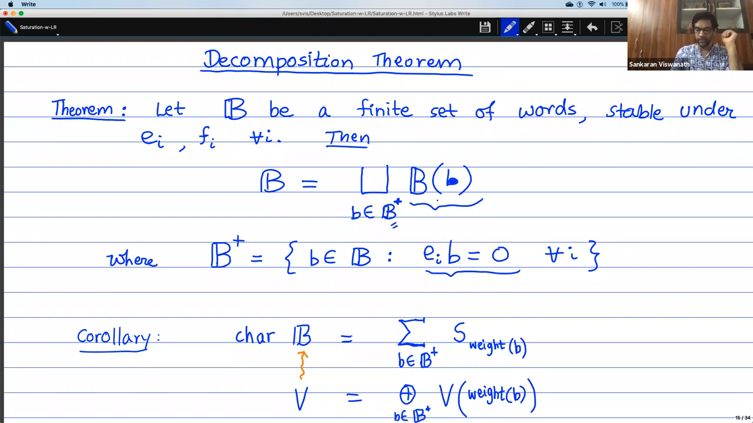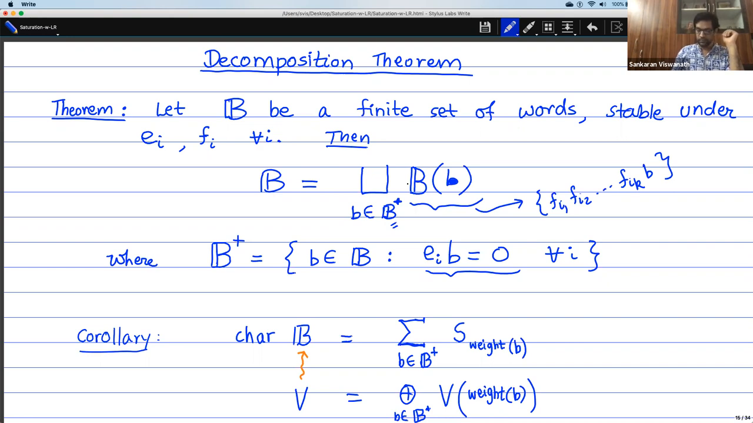It's killed by the E_i's. And B of b, remember, the definition was that this is what you get by applying repeated F's. So I keep applying F's to this b, and take the collection of words that I get. Okay. So if I have a finite collection of words which are stable under the E's and the F's, then that collection decomposes into a disjoint union of such guys.